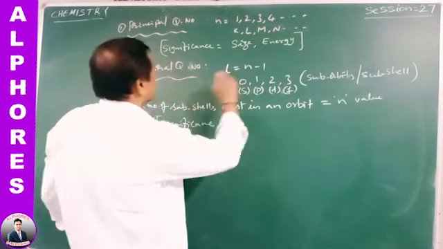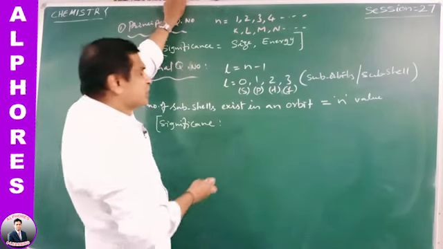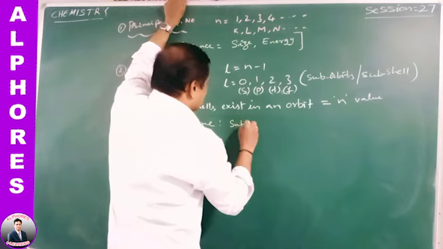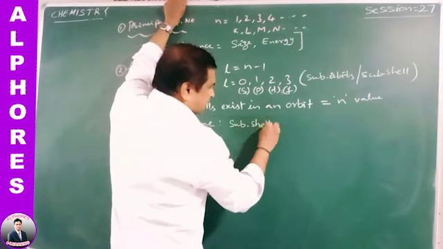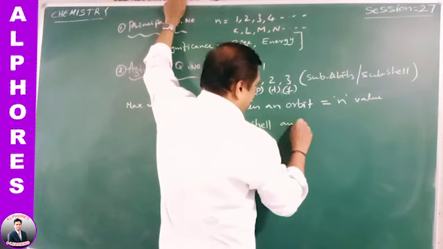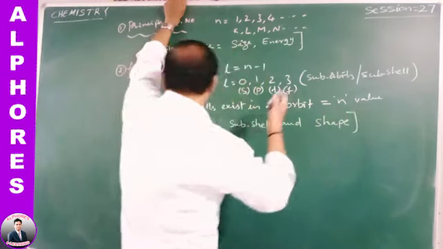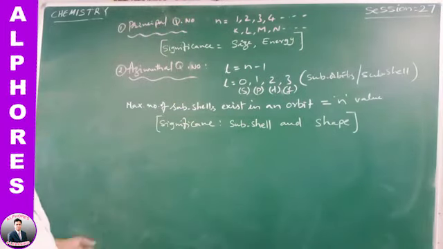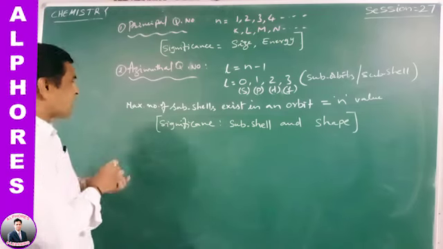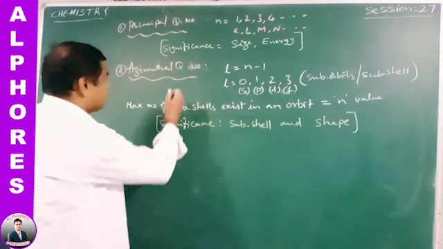Significance of azimuthal quantum number. It signifies to explain the existence of subshells. Subshell means suborbit, and the shape of the subshell is given by the azimuthal quantum number. And one more point in this: orbital angular momentum. That is the azimuthal quantum number only.